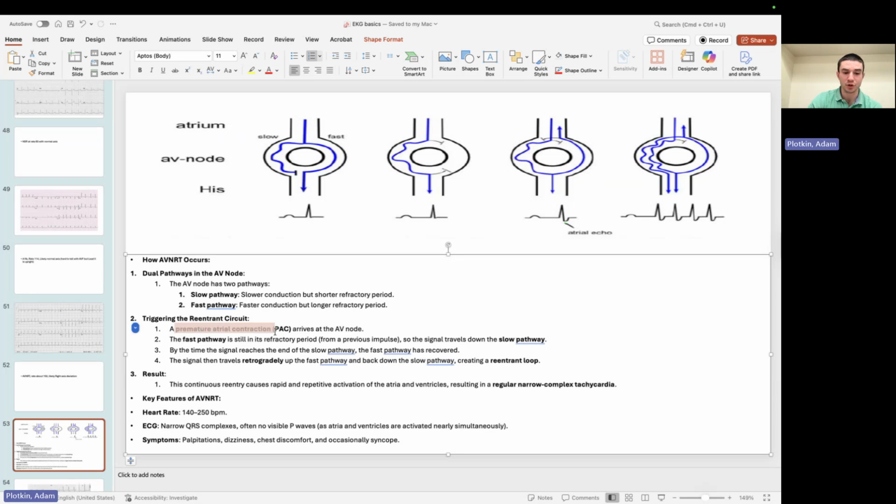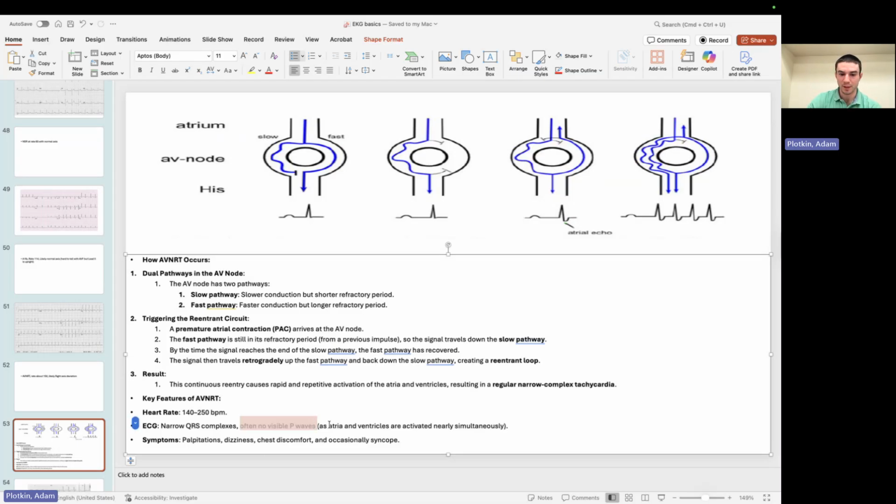When a premature atrial contraction arrives at the AV node, the fast pathway is still in the refractory period, so the signal travels down the slow pathway. By the time the signal reaches the end of the slow pathway, the fast pathway has recovered. The signal then travels retrograde up the fast pathway and then back down the slow pathway, creating a reentrant loop. So literally what I just said. But if you like seeing it in words. So again, I kind of talked about that.